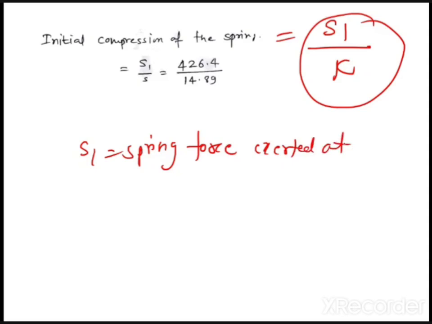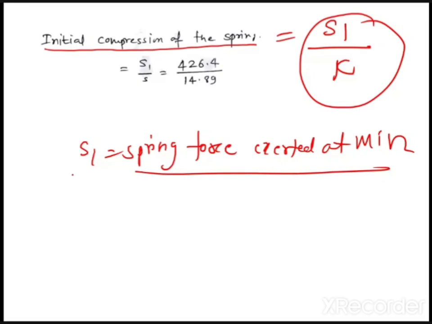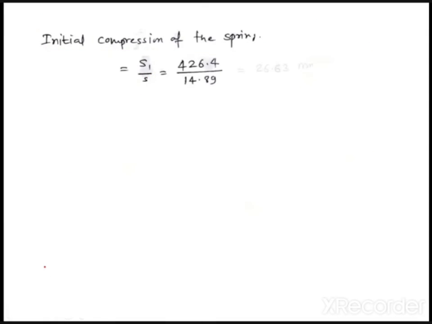Exerted at the initial, as stated, initial compression of the spring. To calculate that, you have to consider S1, the spring force exerted at the minimum position, divided by K, which is nothing but the stiffness. So this is another type of problem, the same, but here they have told us to find the initial compression of the spring. Is it clear?